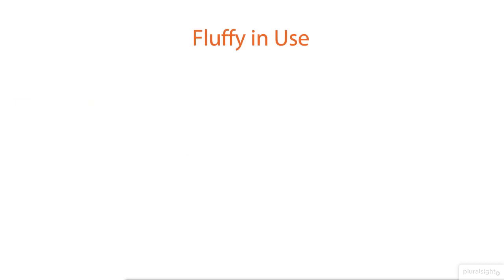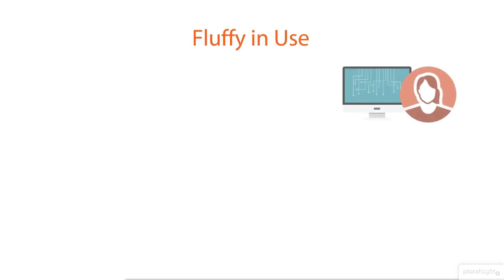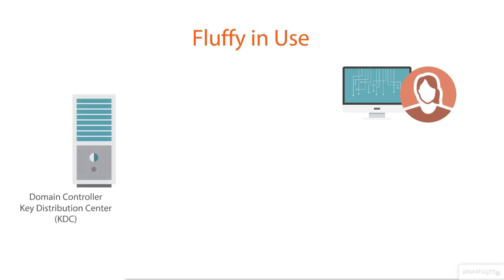So let's take a look at how Fluffy is used. First of all, we have a computer and a user, and we know that we have a domain controller. Now, the domain controllers have some special services running on them. One of them is what they refer to as the KDC, or a Key Distribution Center. And let's say that we have a file server that we're trying to gain access to.